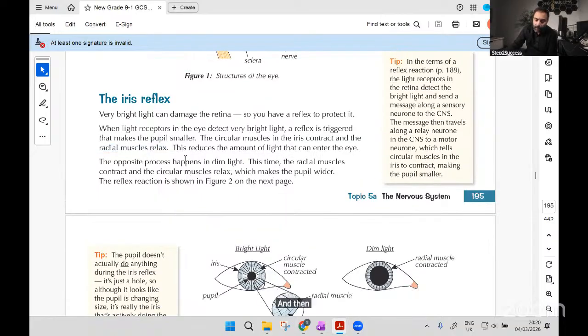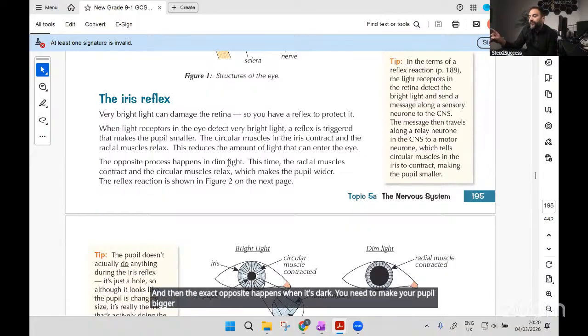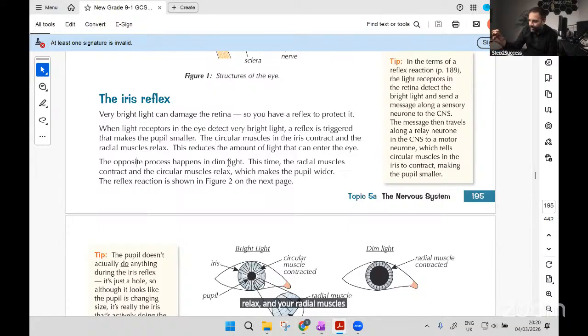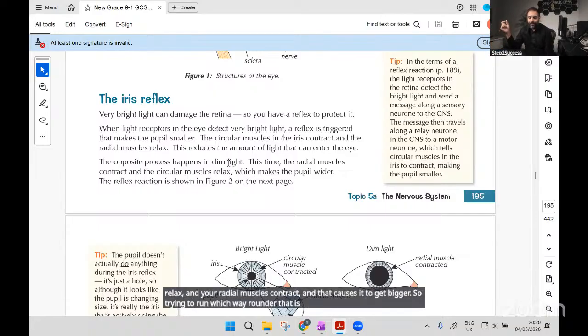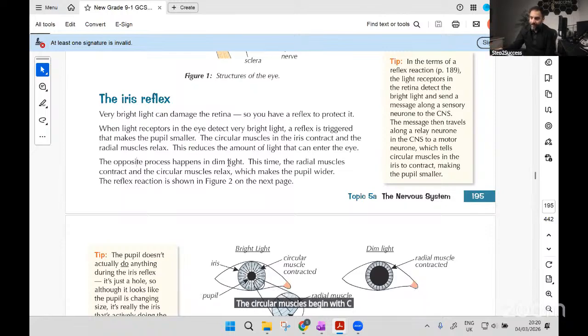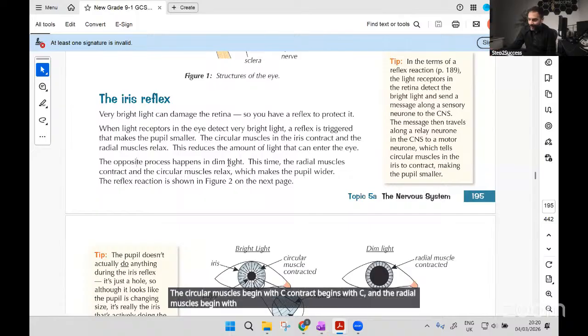And then the exact opposite happens when it's dark. You need to make your pupil bigger, so your circular muscles relax and your radial muscles contract, and that causes it to get bigger. So trying to remember which way round that is the tricky bit. When it's bright, if you try to remember bright first, the circular muscles begin with C, contract begins with C, and the radial muscles begin with R, relax begins with R. And then the opposite happens when it's dark.